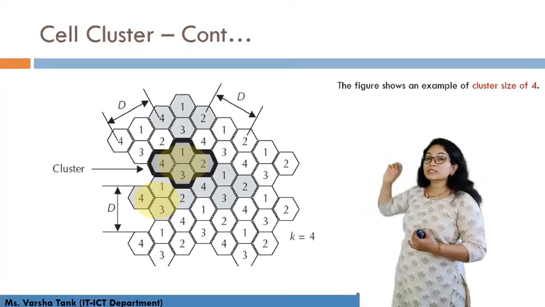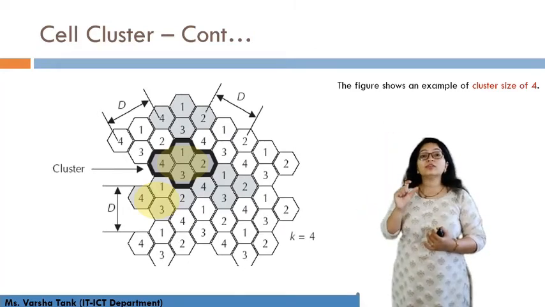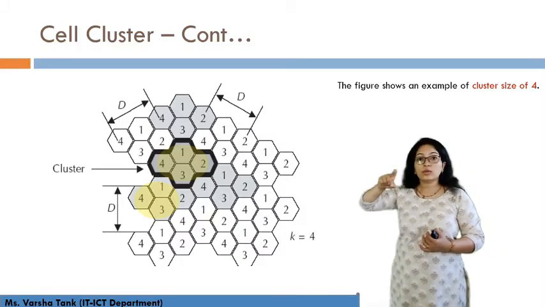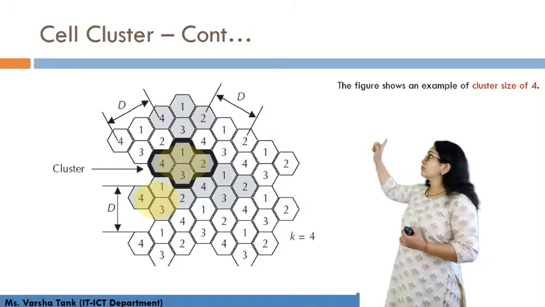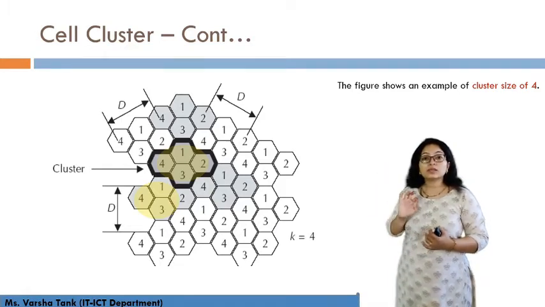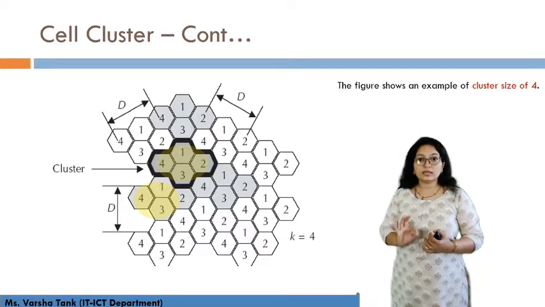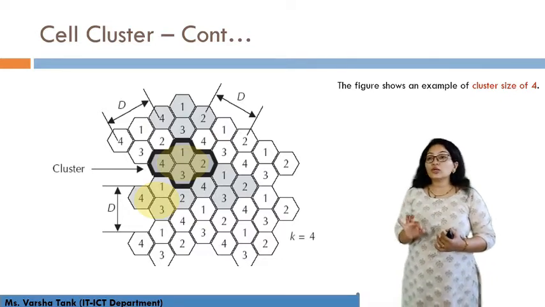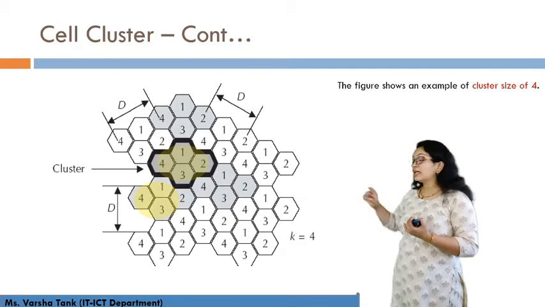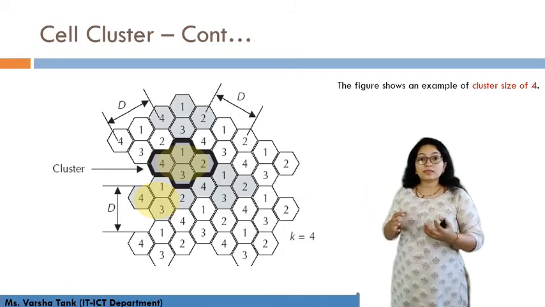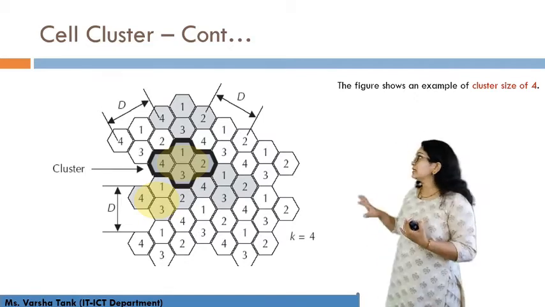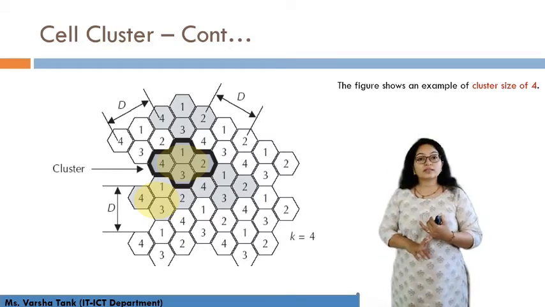Here again you can see the capital D that represents the distance. The distance between frequency 2 cells is the same, the distance between frequency 4 cells is the same, the distance between frequency 3 cells is the same, and for 1 also. So we are reusing the frequency at the same distance. Here our K is 4, which means you are using a cluster of 4. Like this, we can define the cell cluster.